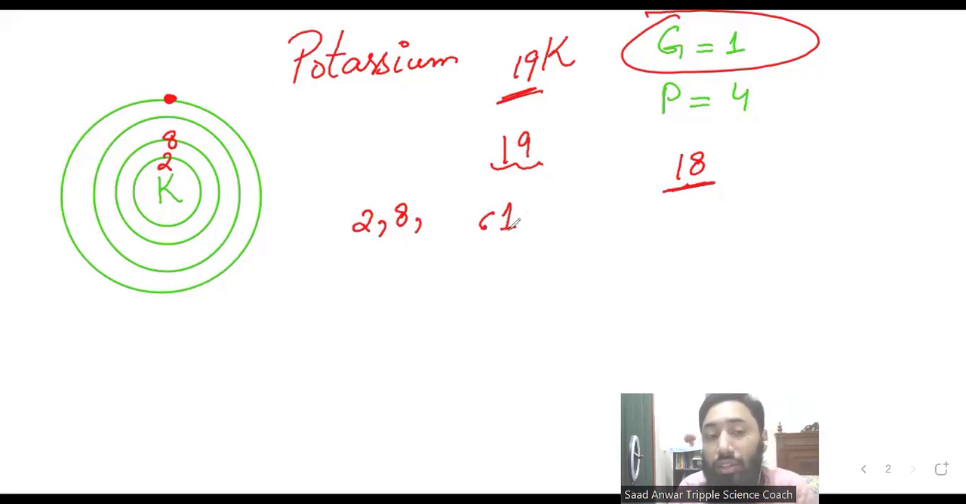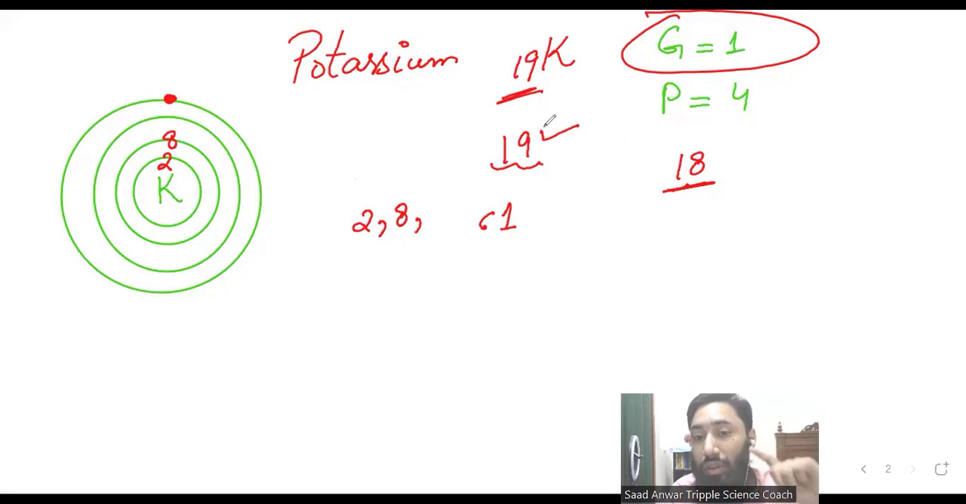So how many electrons should I put in the third shell? Total 19 electrons. A potassium atom has a total of 19 electrons and the group number is 1 for potassium. So I have kept 1 electron in the outermost shell because the group number tells me how many electrons I should put in the outermost shell.